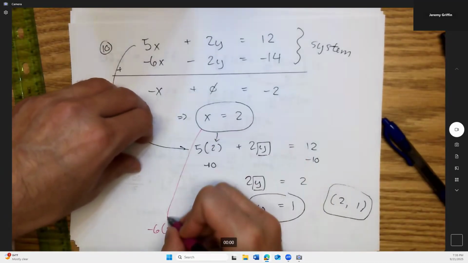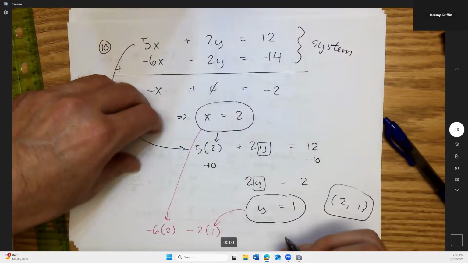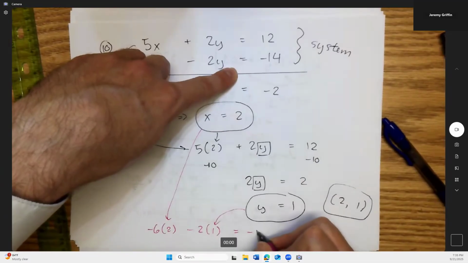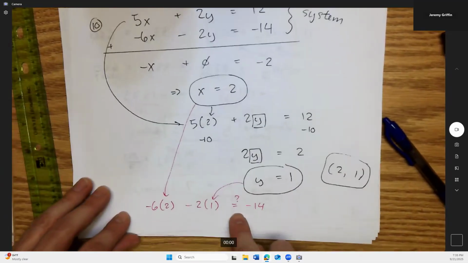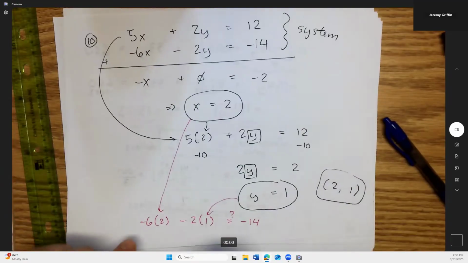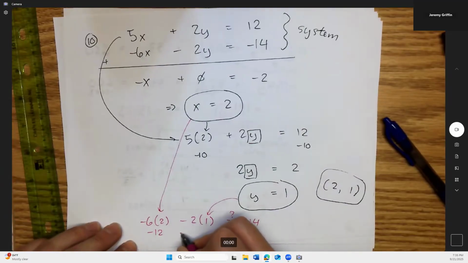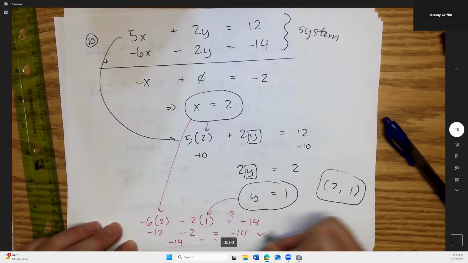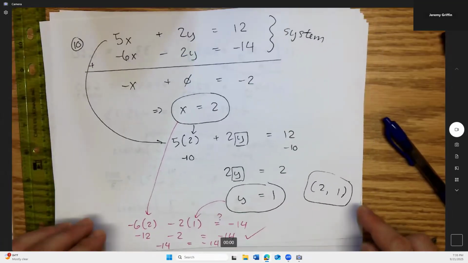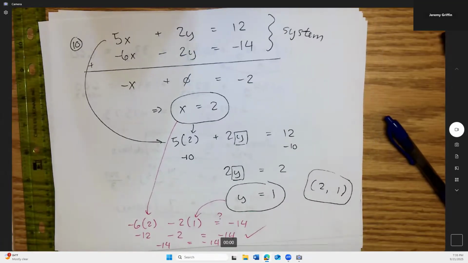Right? So that 2, that 1, that's where that's coming from, equals negative 14. I hope. I'm going to put a little question mark here because that's the test. It's the final test. If this passes, then we're good. It's negative 12 minus 2 equals negative 14. Yeah, that checks out. Negative 14 equals negative 14. Check. We're all good. So the solution is 2 comma 1.